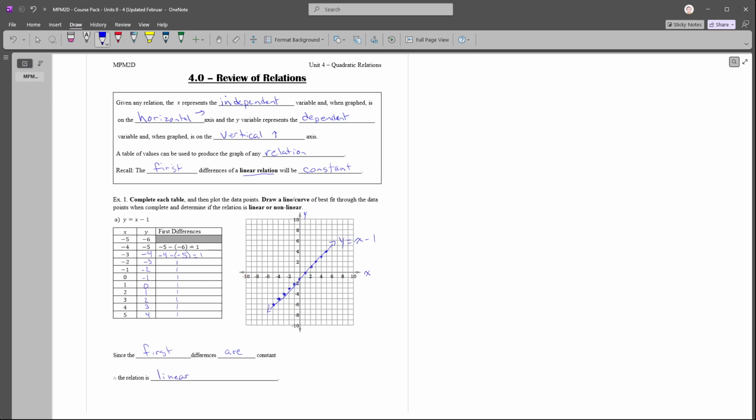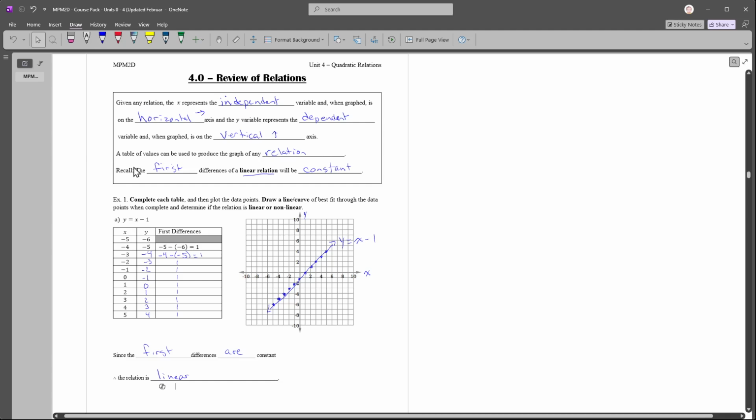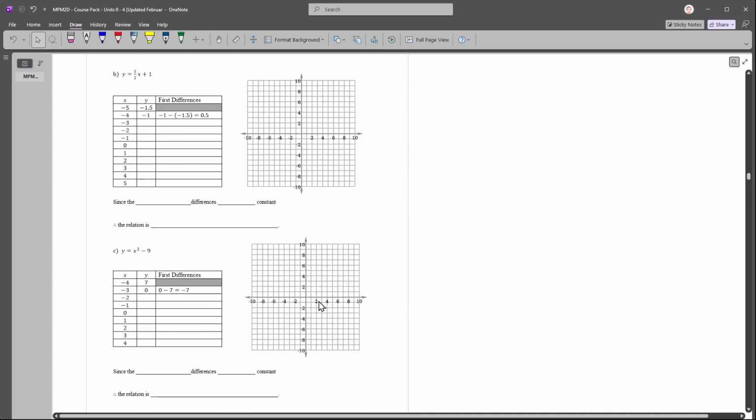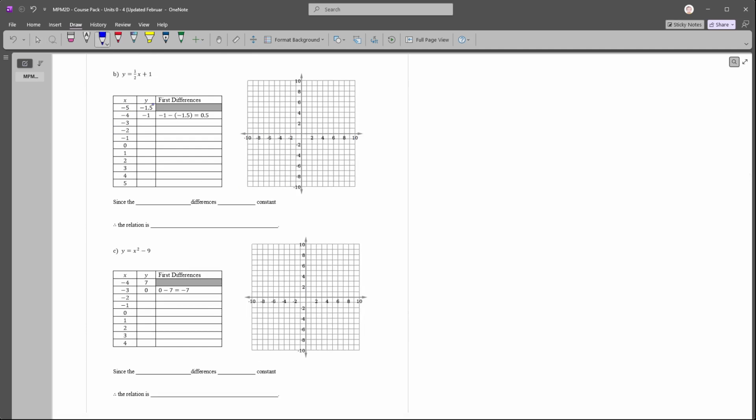So the next follow-up questions are all going to be basically based on this information. So let's keep moving. We'll do a couple more examples so you can see how this changes. Let's do these two here. We have the same idea: we have some relation, and we want to determine whether it's linear or not. We'll be able to know that once we've checked all the first differences.